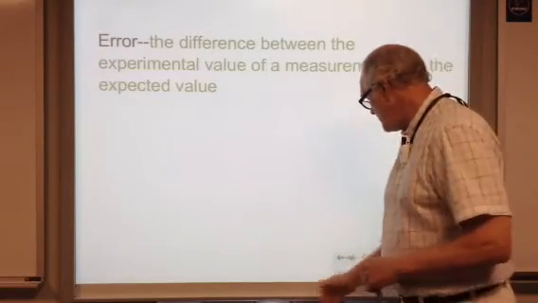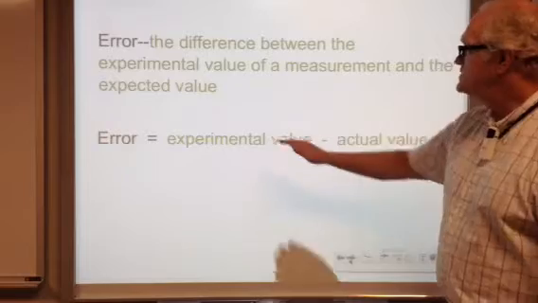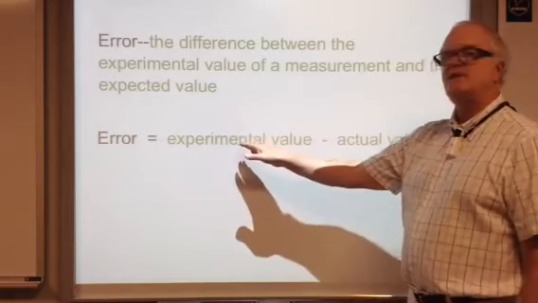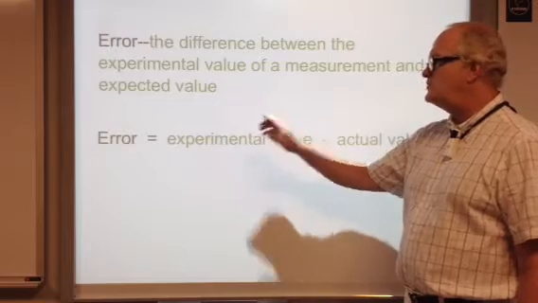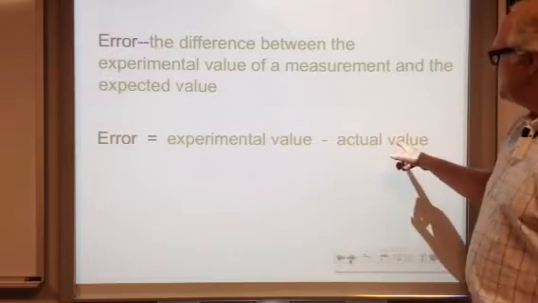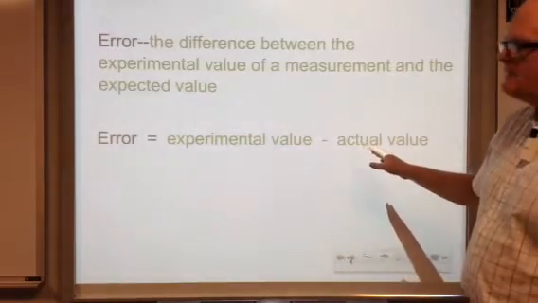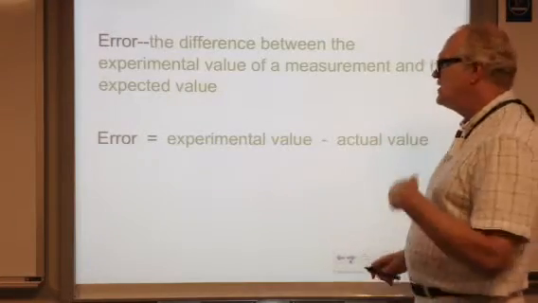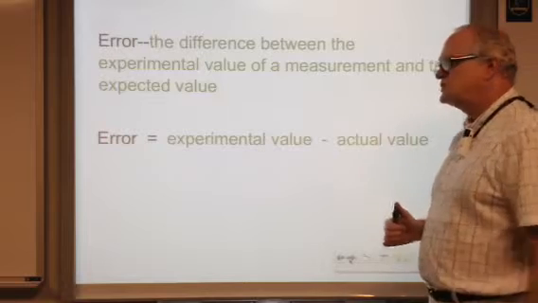So here's how we can sum it up into a little formula. The experimental value minus the actual value. So the experimental value is what we get when we do the measurement. The actual value might be something we looked up or something that we expected to get based on calculations. We have some idea that this is what we should get.